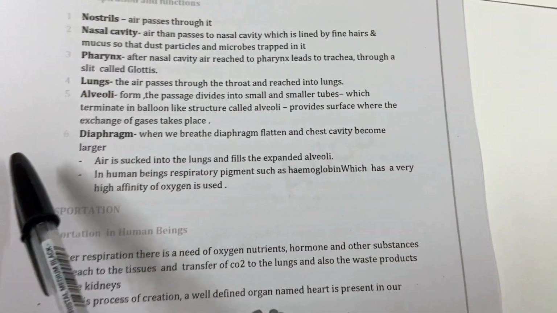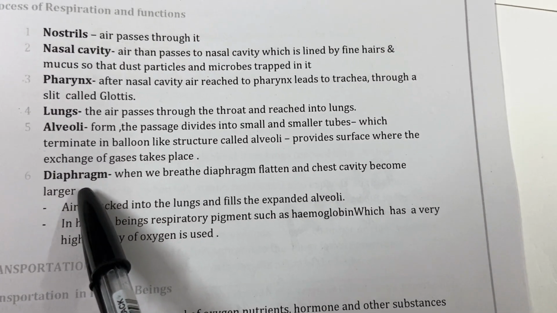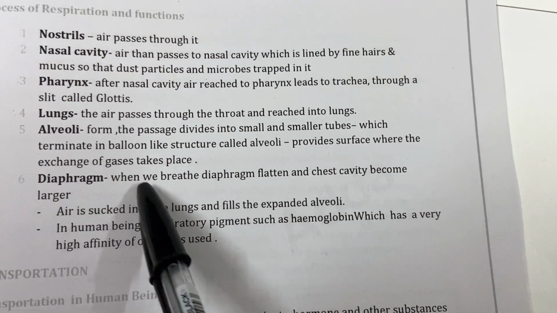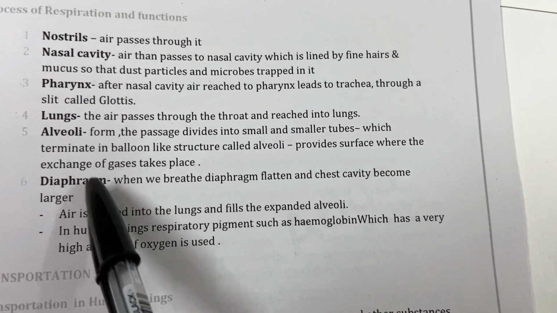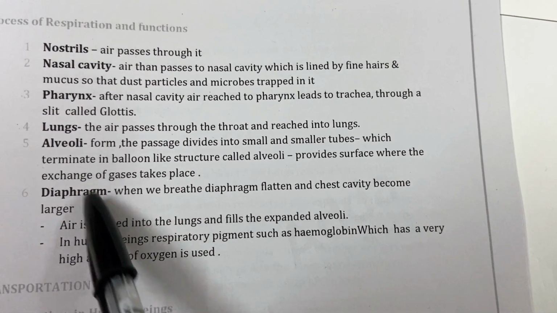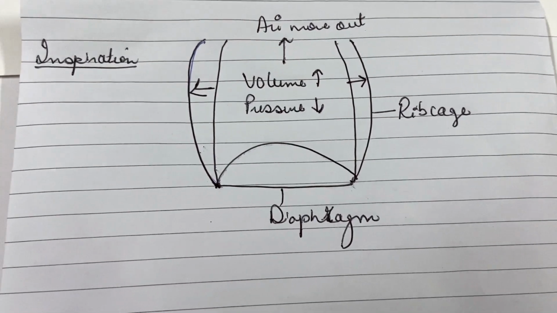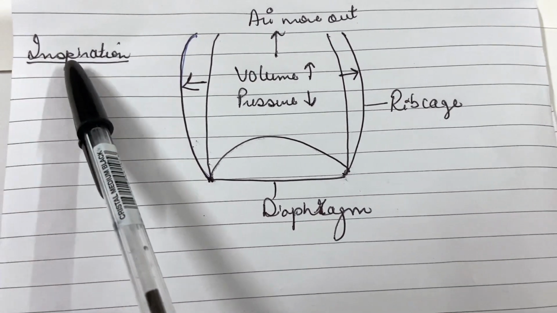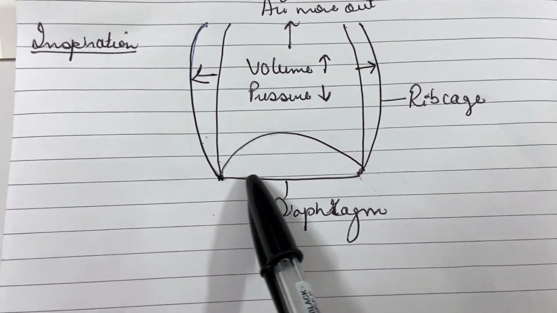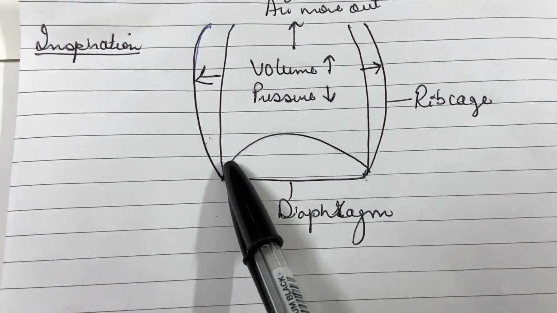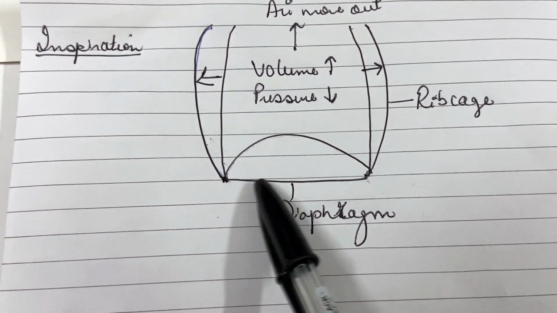After this, we should also know what is the diaphragm. Diaphragm is a flat membrane which separates the thorax from the abdomen. Now, this diaphragm has a major role to play in breathing. Let us look at how. Now, let us look at the process of inspiration. During inspiration, the diaphragm becomes flat. The normal shape of the diaphragm is dome shape, but during inspiration, it becomes flat.